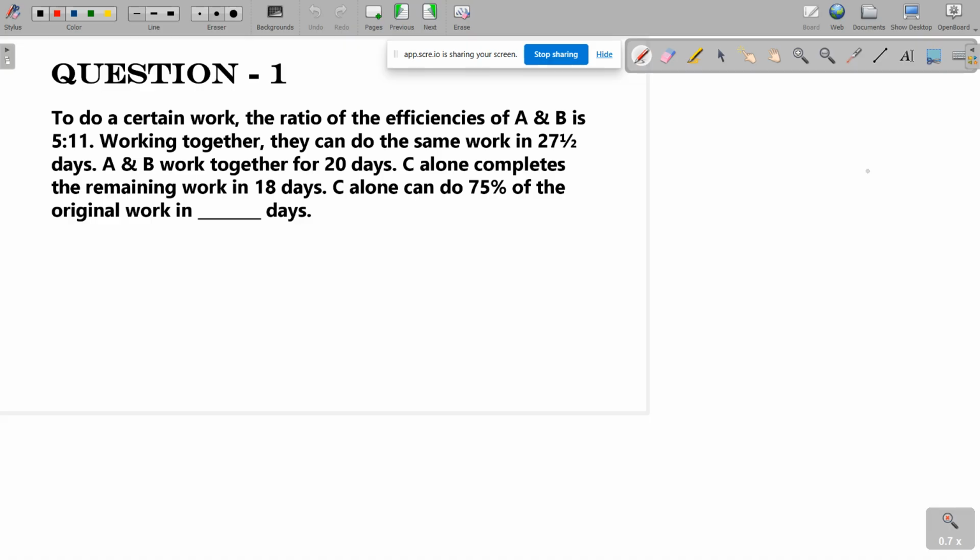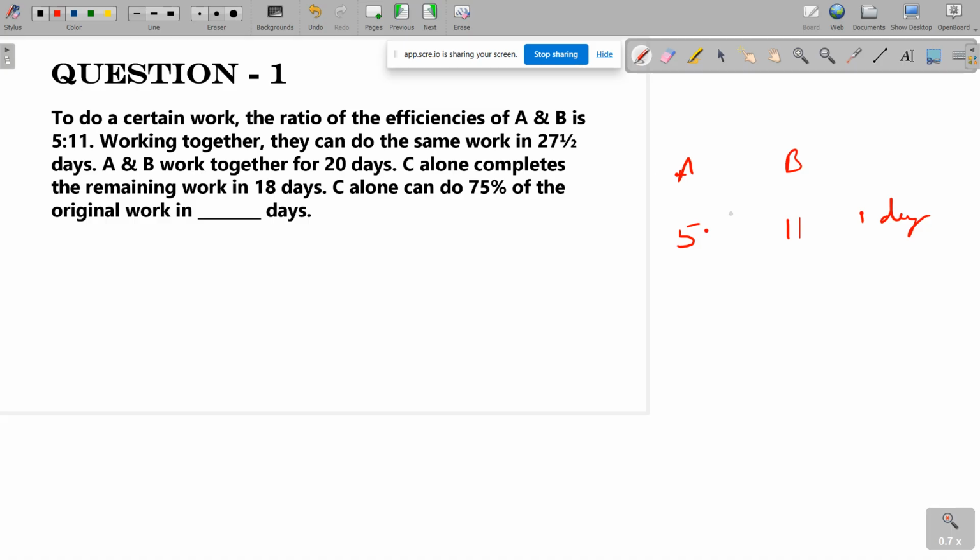It says to do a certain work, the ratio of the efficiencies of A and B is 5 to 11. It will vary as per the question, in a given time frame. It may be 1 hour, it may be 1 day, anything. If A and B work together, in one day, if A completes 5 units of any work, B will complete 11 units of the same work.